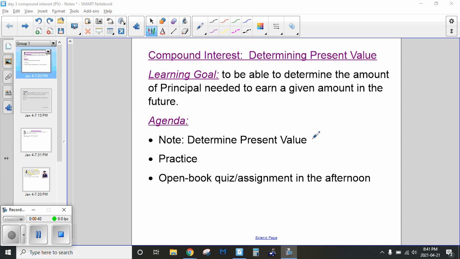So we have our note, a little bit of textbook practice, and then this afternoon, as I've mentioned a couple times, we're going to have an open book assessment.